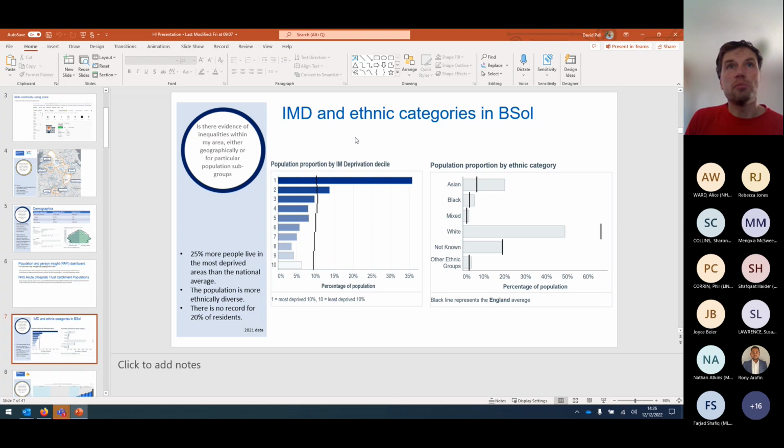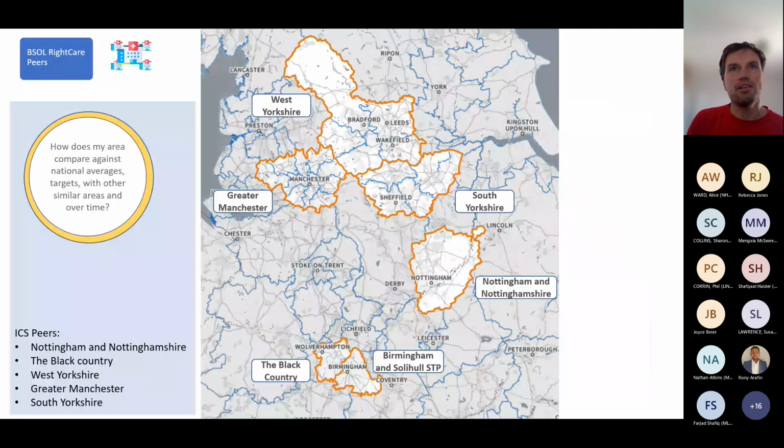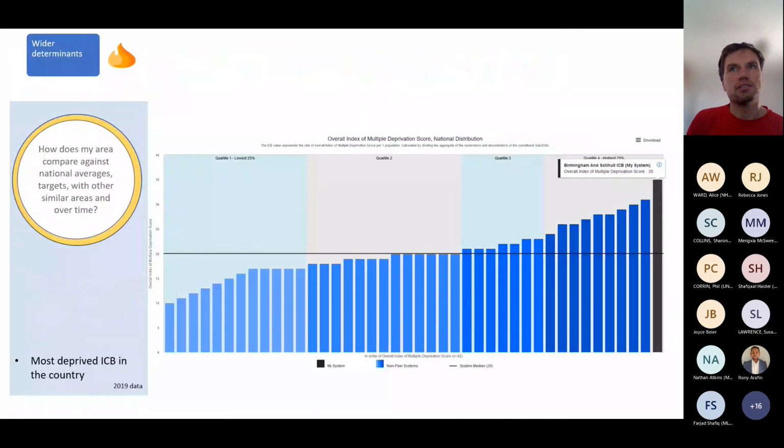Further things, again, the IMD values, and so you can see that in BSOL there's a much greater proportion of people living in IMD decile number 1 and a greater ethnic mix. Sorry, then can you go to full screen, David, again, please? Because it's showing you the notes bit. Sorry to interrupt. Thank you. Okay, there we go. And then just benchmarking that against other systems. So Birmingham is the most deprived ICB in the country.